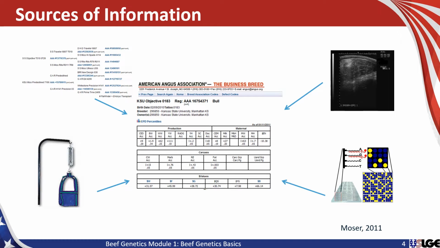Genetic evaluation systems here in the United States also leverage genomic information. So this animal was genotyped using a high-density genotyping platform to provide some insights into the genetic complement that it inherited from its sire and dam.